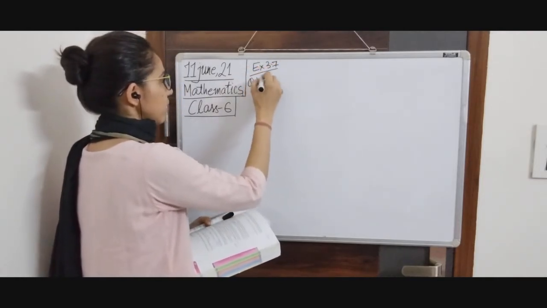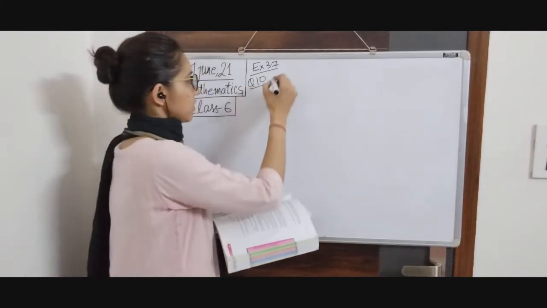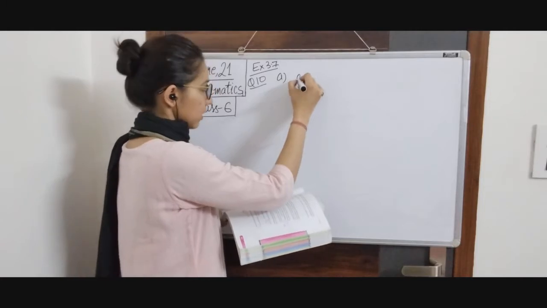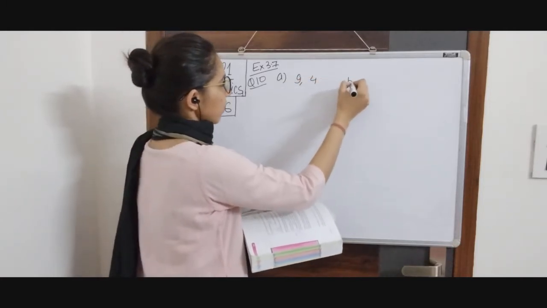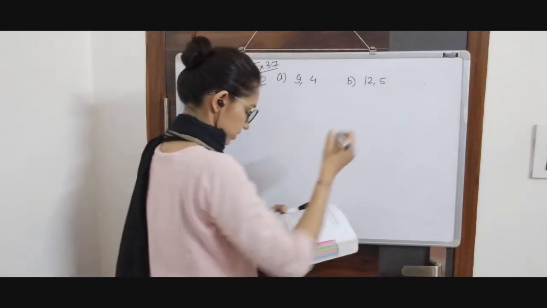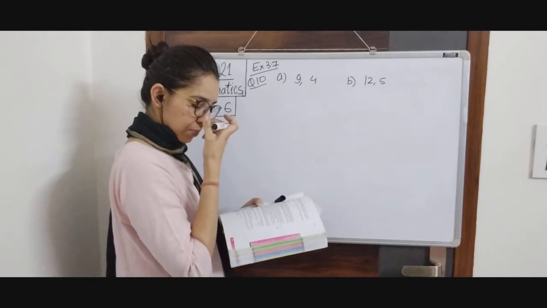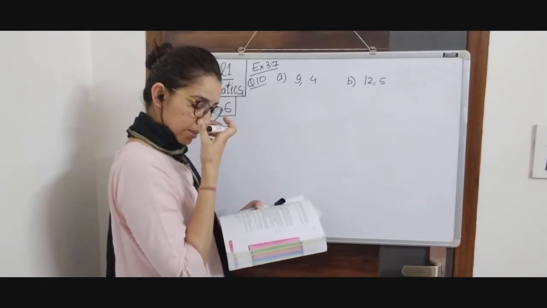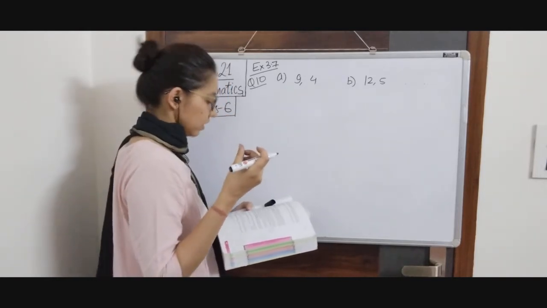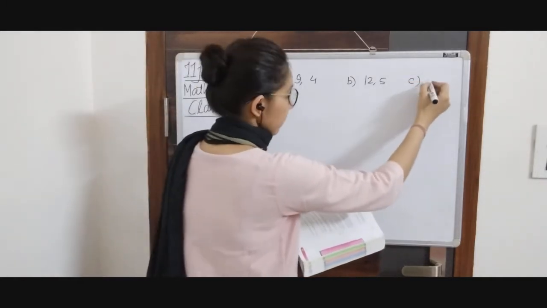Question number 10. In this question, we have to find the LCM of given numbers. First is 9, 4. Second is 12, 5. We have 2 more parts. Observation, a common property in the obtained LCMs: is LCM the product of 2 numbers in each case? Suppose we will do for one more part: 6 and 5.